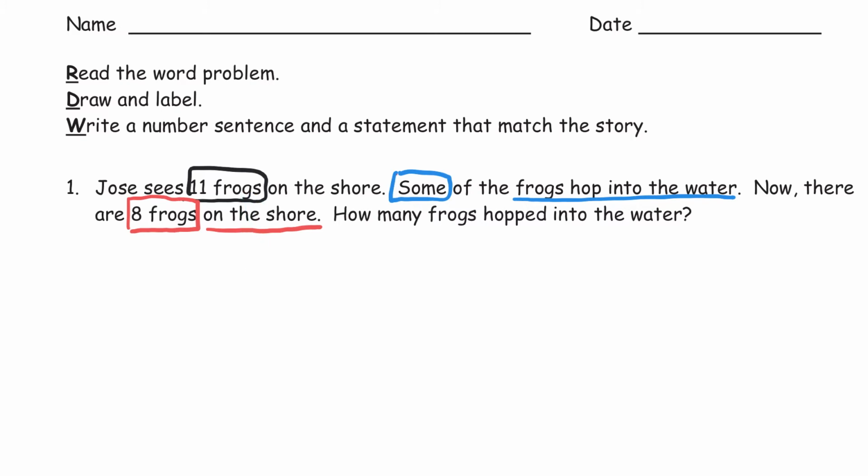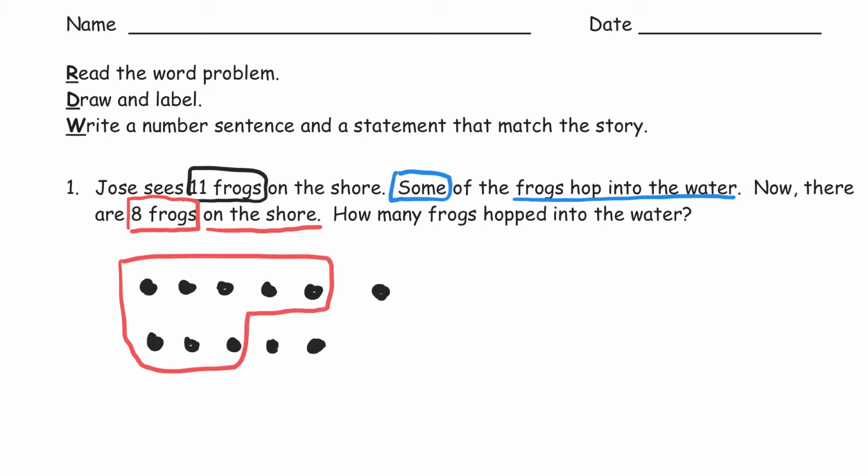So let's draw that out. I'm going to draw out my 11 frogs total here. So we have 1, and I'd like you to do the same, 2, 3, 4, 5, 6, 7, 8, 9, 10, 11. All right, now I'm going to group these together. So in my first group, we know we have 8 frogs that are on the shore. So I'm going to make a group of 8 right here. So this one, I'm going to put an S-H-O-R-E for the shore.